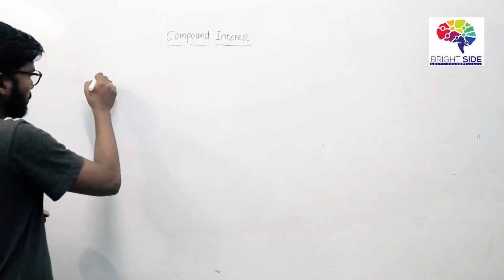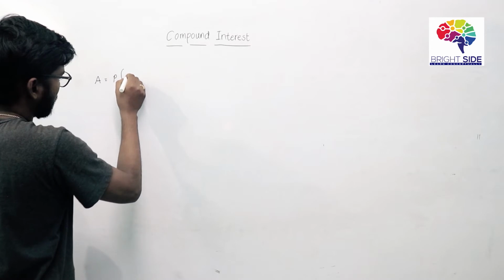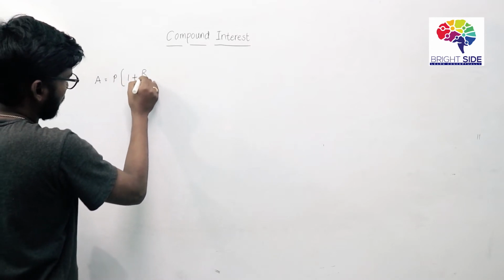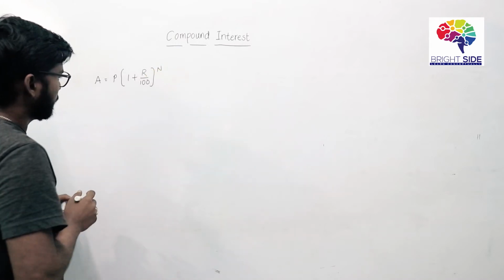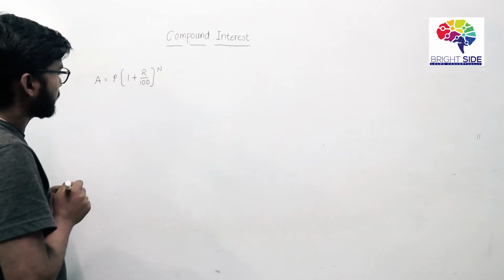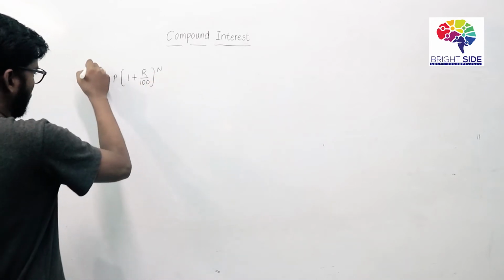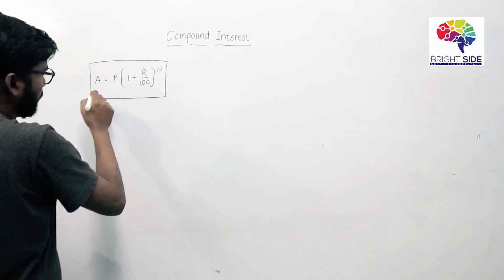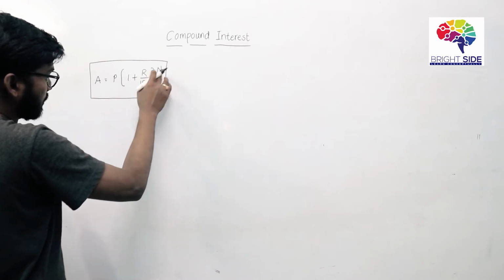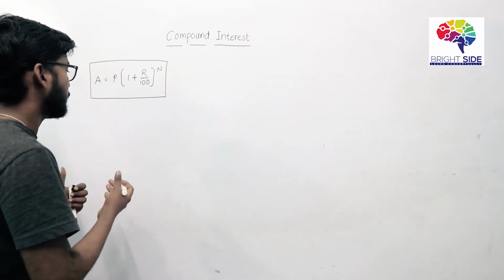The most important formula in compound interest is this formula. A is equal to P into 1 plus R by 100 power n, n or T, as you know already. Some books will denote this as n, some books follow T notation. Anyways, it is representing number of years.